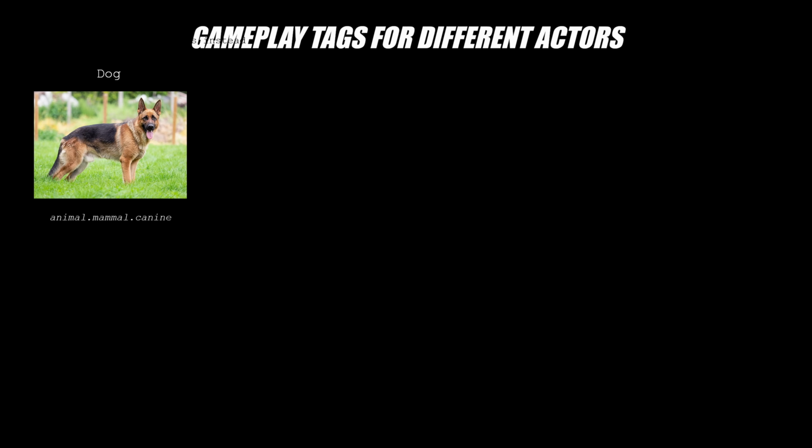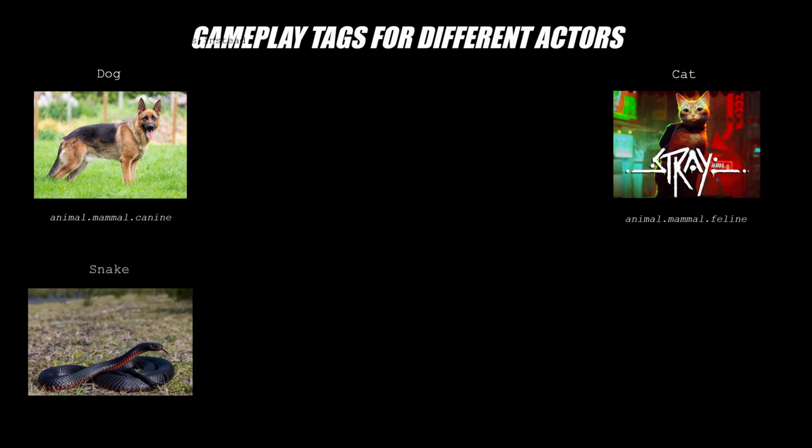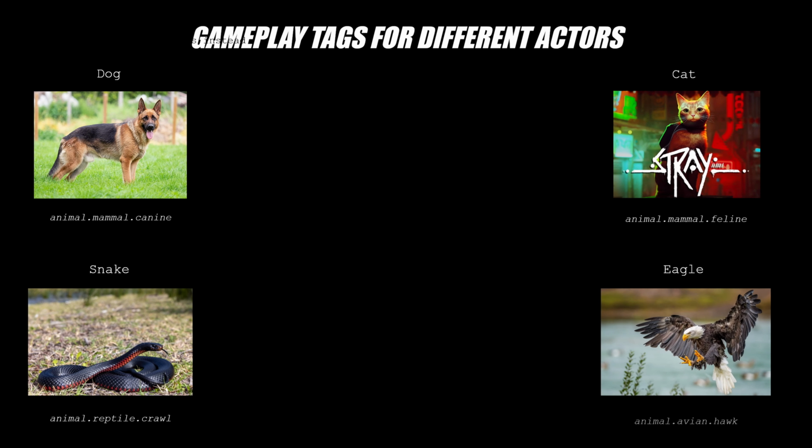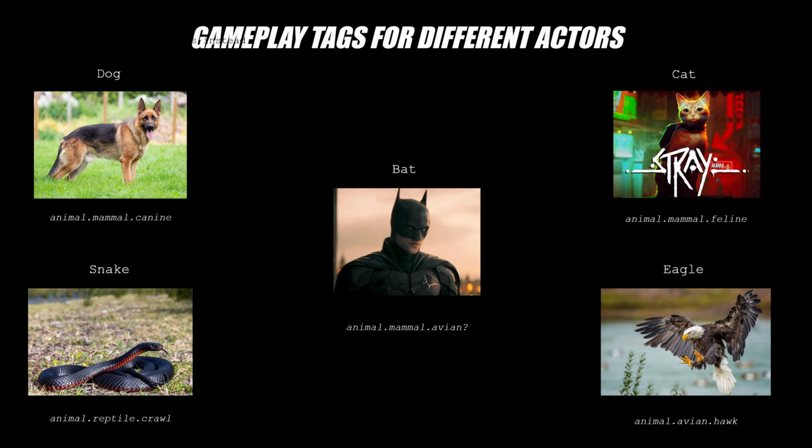So in your game, if you have a dog, you could name it animal.mammal.canine, and a cat animal.mammal.feline. Similarly, for a snake actor in your game, you could label it with the animal.reptile.crawl gameplay tag. And maybe for eagle, you could maybe use something like animal.avian.hawk. But for something like a bat, you could either call it animal.mammal.avian, or you could call it animal.avian.mammal. So game designers can face such kind of discrepancies, and hence tag management becomes very crucial, especially when trying to label and identify many elements.